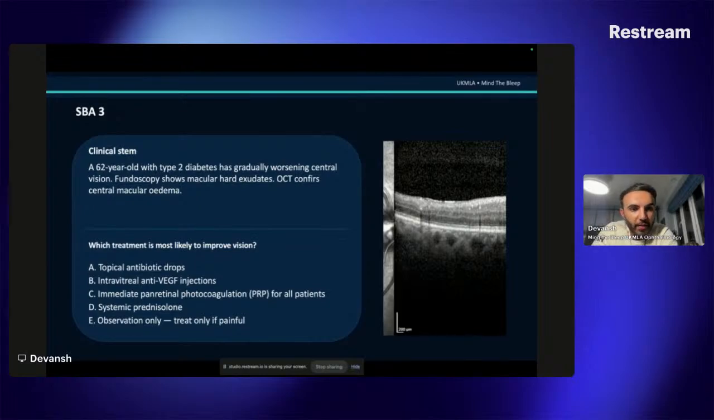So our third SPA, we're going to move on now. We've got a 62-year-old man with type 2 diabetes who has gradually worsening central vision. Fundoscopy shows macular hard exudates, and OCT confirms that this patient has central macular edema. Which treatment is most likely to improve their vision, given the context that we've described here? We'll give you all about a minute or so to answer this.